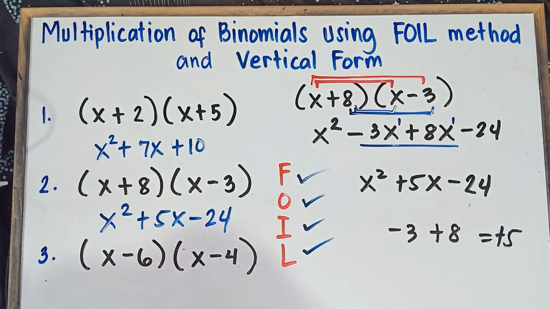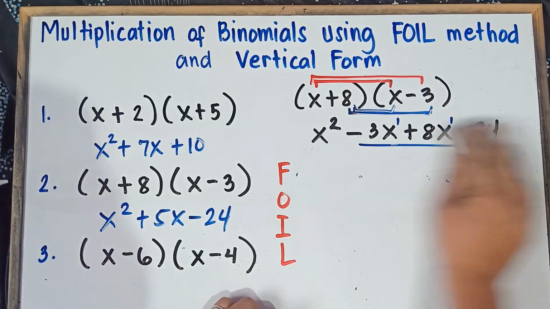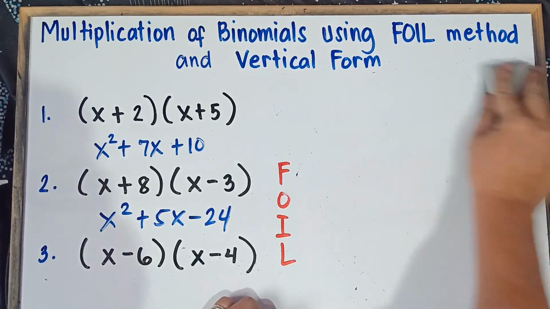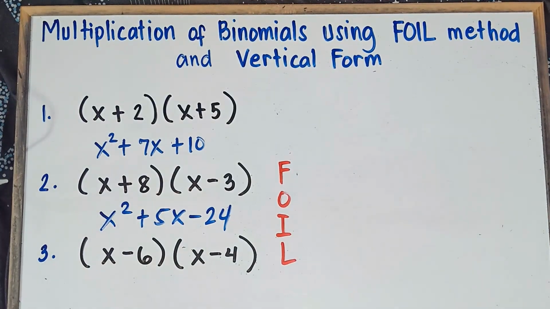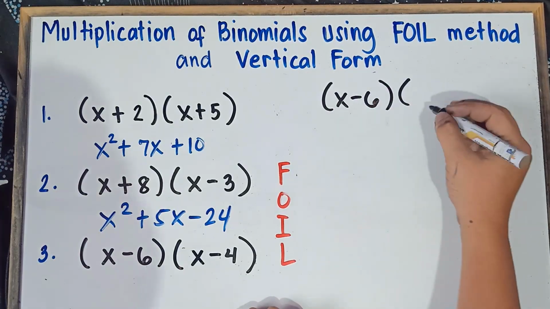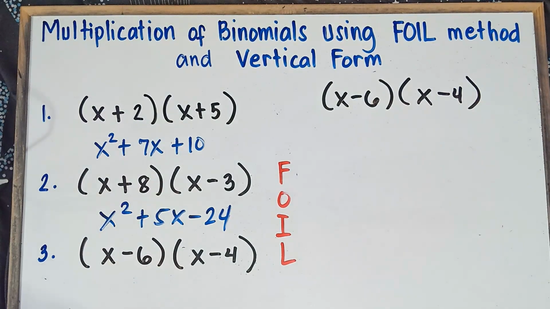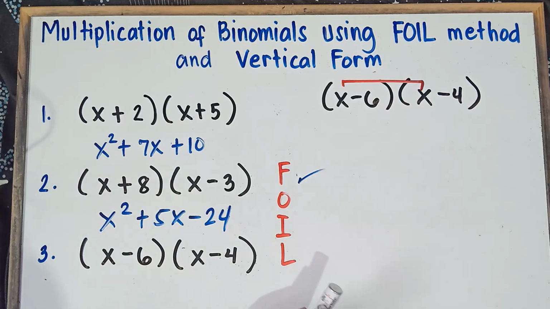Alright, so let's have example number 3. So once again, this will be your guide, class, the FOIL method. I am sure, class, if you master the FOIL method, this will be very easy. Example number 3, we have x minus 6 and then x minus 4. So first, x times x, that would be x squared.